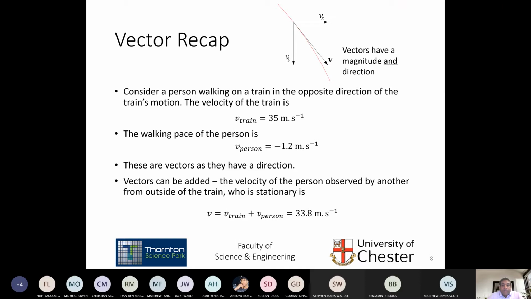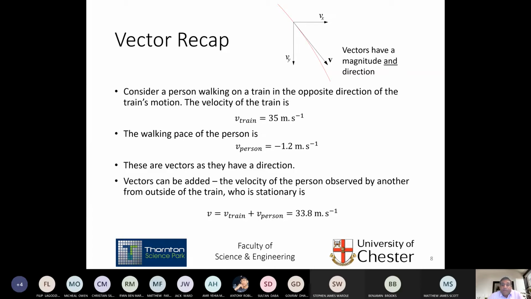Now, if a person is outside of the train, to him, what will be the velocity of the person? Well, the velocity of the person observed by this person who is outside the train is nothing but the velocity of the train plus the velocity of the person. So the net sum of these two velocities, we can add these two vectors to get the velocity of the person observed by another person from outside of the train who is stationary, and it works out to 35 minus 1.2, which is 33.8 meters per second.